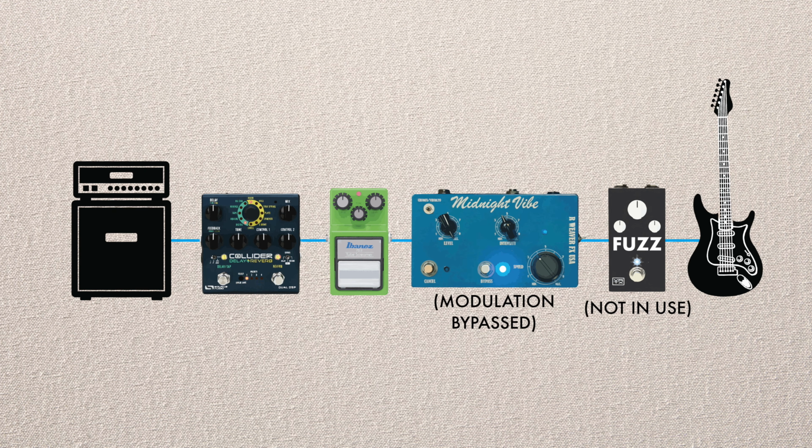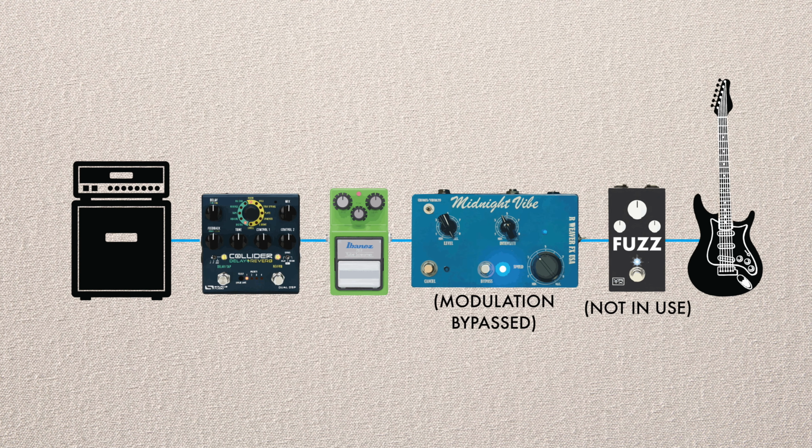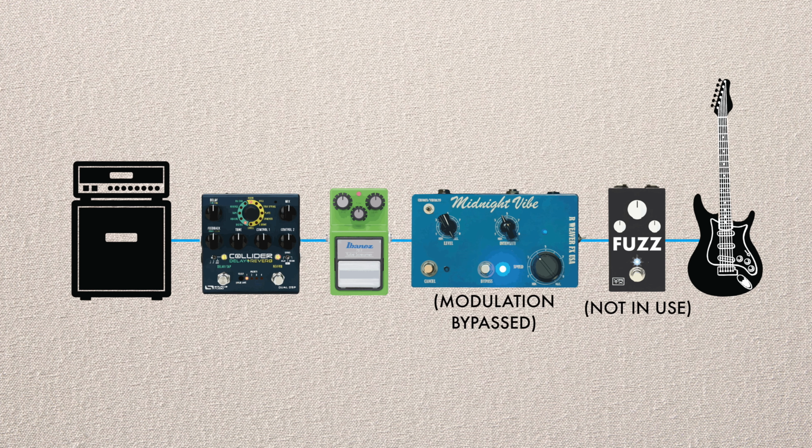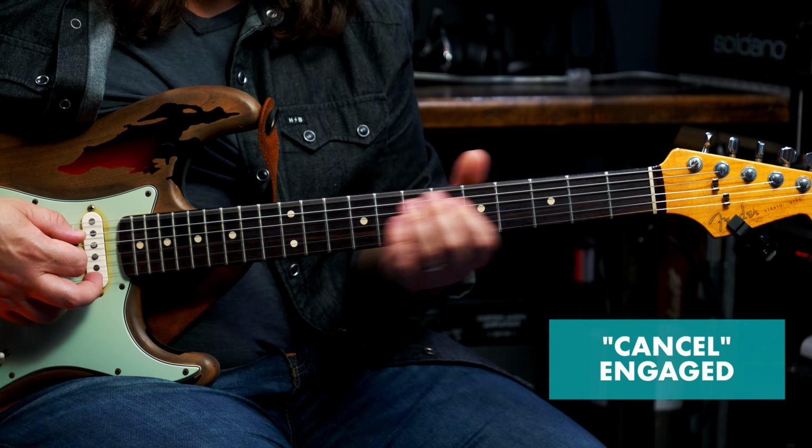So I'm going to bypass, again, the modulation section of the Midnight Vibe. I'm going to boost it into a TS9 so you can kind of hear what that does. And I'm just going to turn it on and off and play the same riff twice. Let's hear how that sounds.